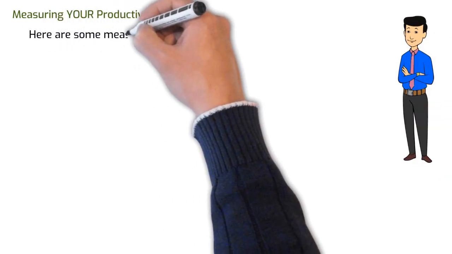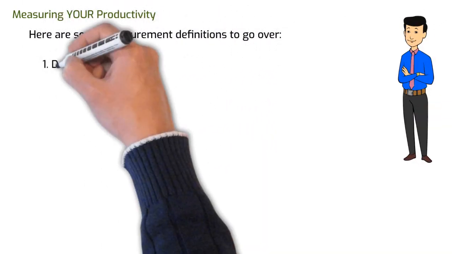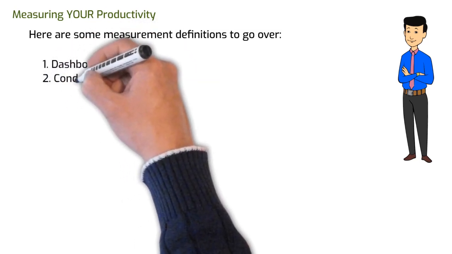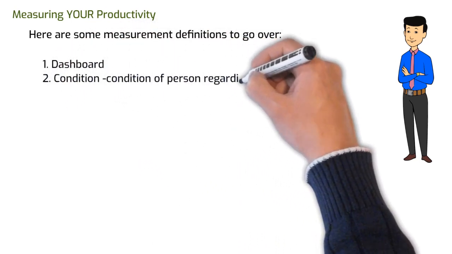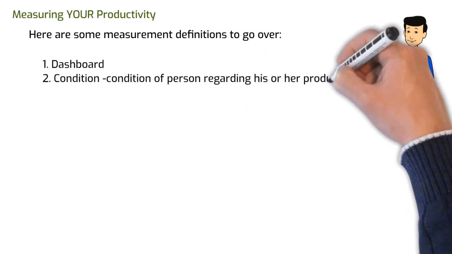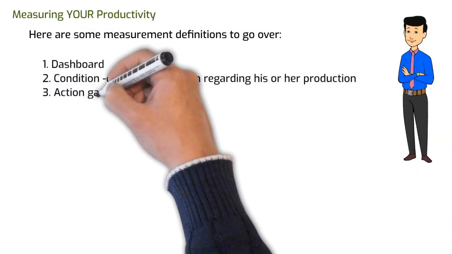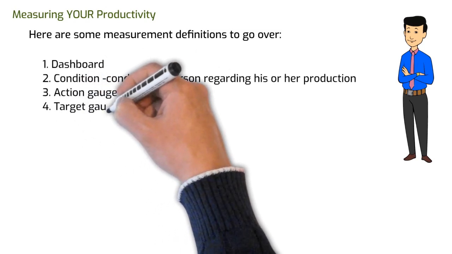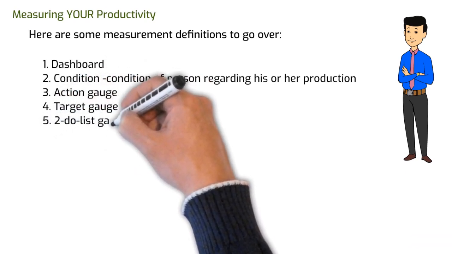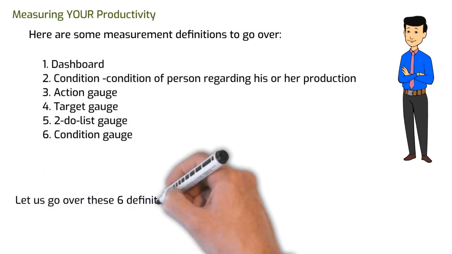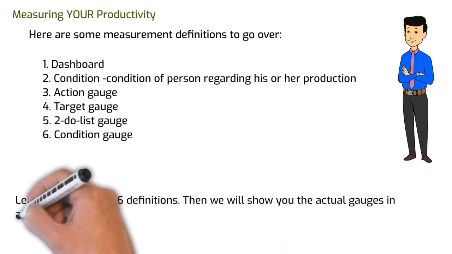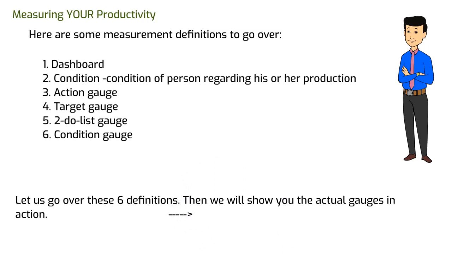Here are some measurement definitions to go over. Number 1, dashboard. 2, condition. That's the condition of a person regarding his or her production. 3, action gauge. 4, target gauge. 5, to-do list gauge. And 6, condition gauge. Let us go over the 6 definitions, then we'll show you the actual gauges in action.